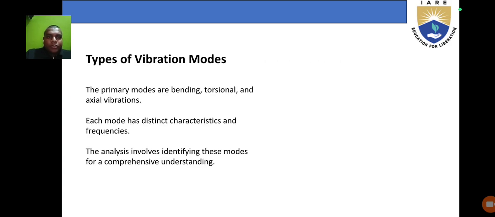Types of vibration modes. The primary modes are bending, torsional, and axial vibrations. Each mode has distinct characteristics and frequencies. The analysis involves identifying these modes for a comprehensive understanding.